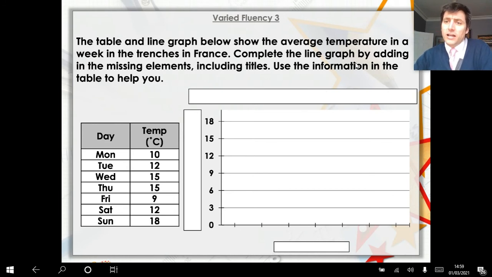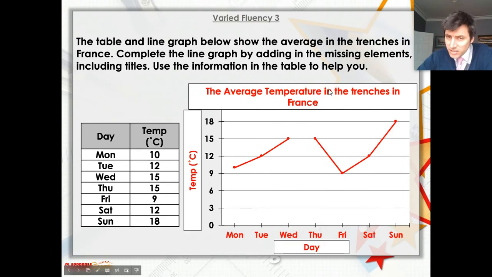Okay, so we've got to complete the line graph by adding the missing elements. So what are we missing? Well, we're missing the title up here, the y-axis on the left, the x-axis on the bottom, and then we've got to label the days of the week based on our information in our table. And then we've got to utilize the information. So 10 is here, a third of the way between 9 and 12. Tuesday's value is 12. Wednesday's value is 15, Thursday's value 15, Friday's value would be 9, Saturday's value 12, and Sunday's value of 18. So we mark the points and then we draw them in using a ruler and a pencil.